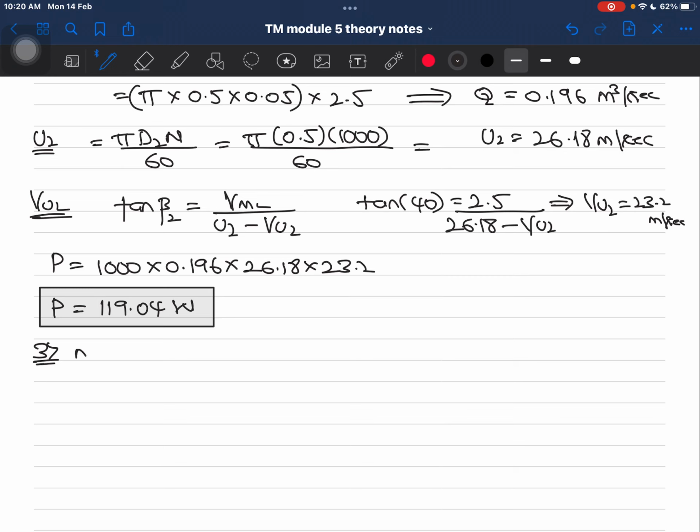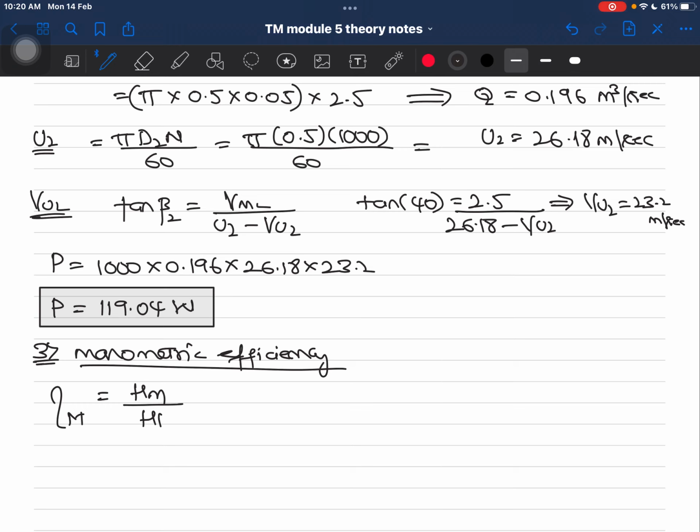Now the third one, which is manometric efficiency. How will you calculate manometric efficiency? You already know that it is nothing but the manometric head divided by Euler's head. Manometric head is given in the problem as 40. Euler's head you have to calculate now.